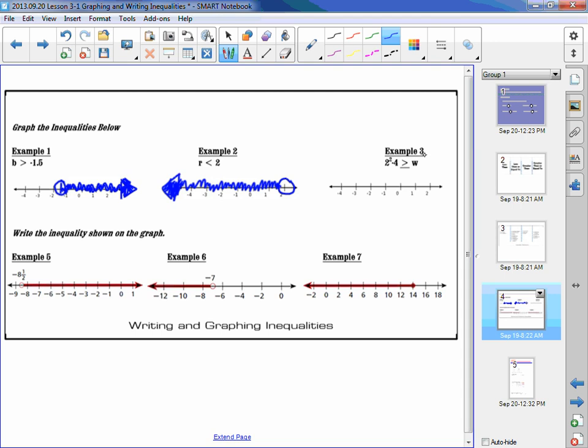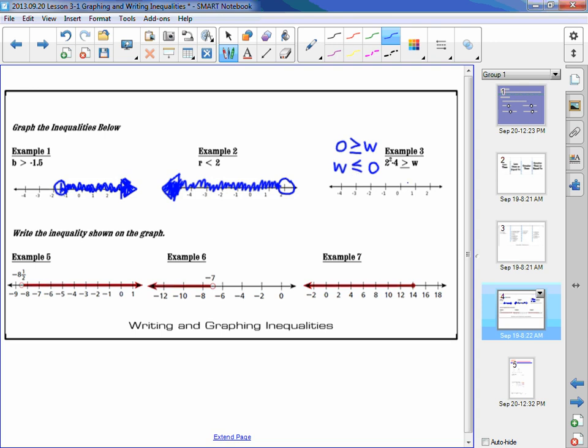And then for example 3, it's a little bit different for 2 reasons. First of all, we have 2 squared minus 4 instead of just a number. So what you'll want to do is simplify that. So 2 squared minus 4 is 0. So what I end up with is 0 is greater than or equal to W, which is a problem. We always want our variable to be on the left-hand side. So what I've got to do is literally flip this thing around. So I'm going to put W is less than or equal to 0. So not only do I flip the W and the 0, I also have to flip that inequality symbol around.